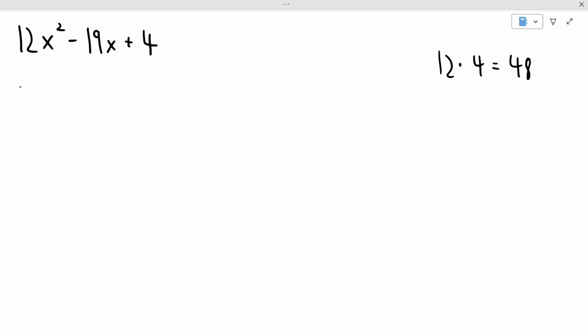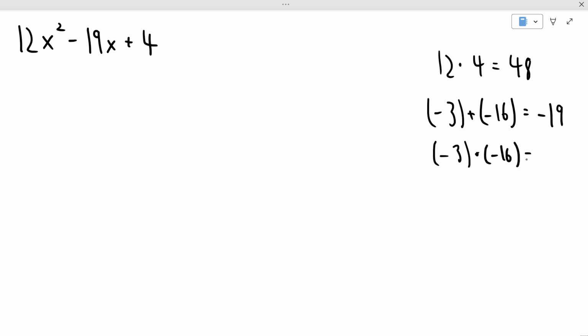This means we have to find two negative numbers. The two numbers we are looking for are negative 3 and negative 16, because negative 3 plus negative 16 is equal to negative 19, and negative 3 times negative 16 is equal to 48, and this is what we want. So we need to rewrite the expression using the two numbers we found. So we can rewrite this as 12x squared minus 3x minus 16x plus 4. And notice how minus 3x minus 16x is equivalent to the minus 19x in the original expression.